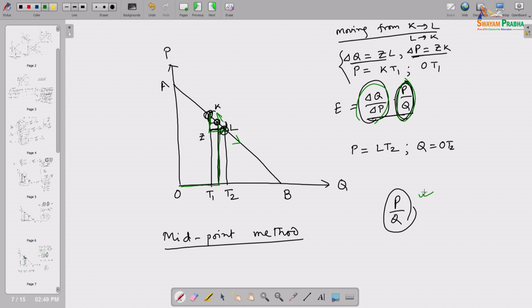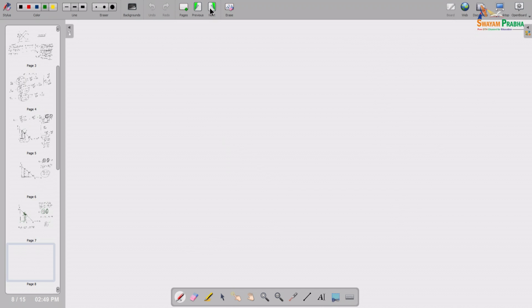So, let us now discuss how we can calculate the specific point-wise elasticity value. As usual, we are measuring quantity on the horizontal axis and price on the vertical axis, and we are still taking a straight-line demand curve, say AB. We are interested in the price elasticity of demand at a point, say this point K.